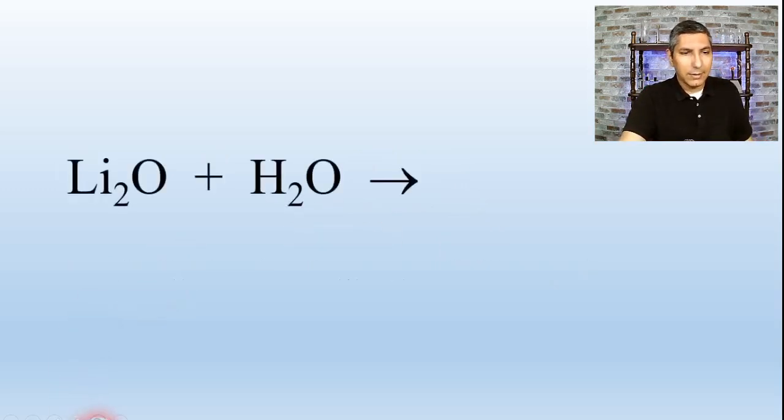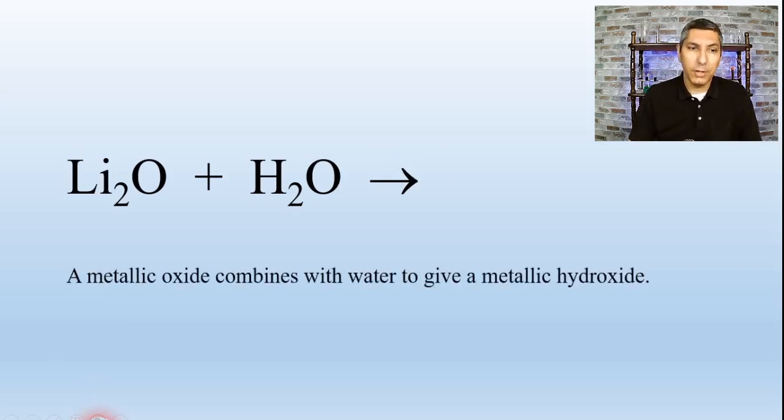Let's try this example here. Li2O plus H2O. Now this is a somewhat more complex example. There's a different rule we're going to use for this. A metallic oxide combines with water to give a metallic hydroxide. Hopefully you see that Li2O qualifies as a metallic oxide because lithium is a metal and there's oxygen after it. And of course, H2O is water. So the product is a metallic hydroxide. Our metal here, of course, is lithium, so the formula is going to be LiOH, our lithium hydroxide.